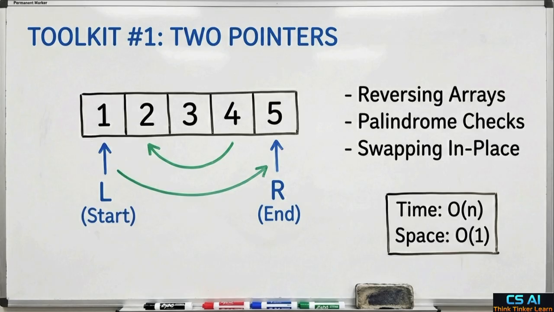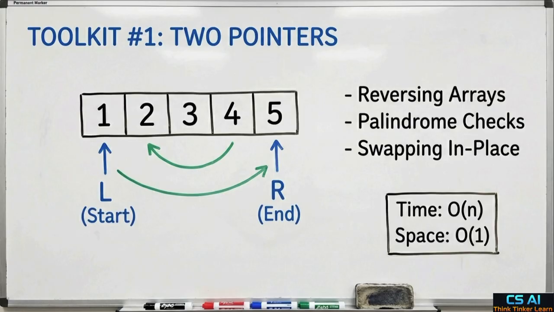Okay, so we have seen the problems. Now let's build a toolkit to solve them. Our first tool for turning slow code into fast code is the two-pointers technique. This is the master tool for achieving O(n) time with O(1) space.